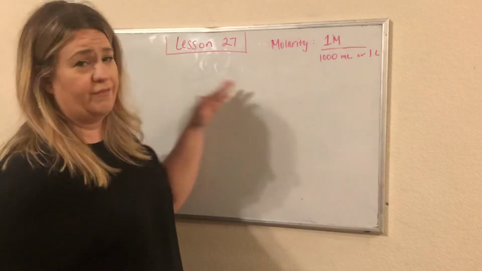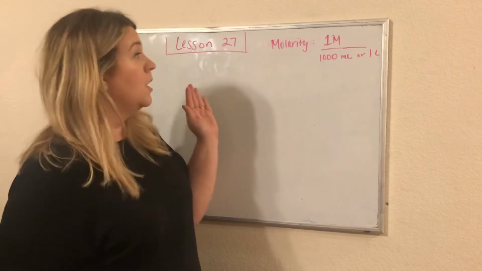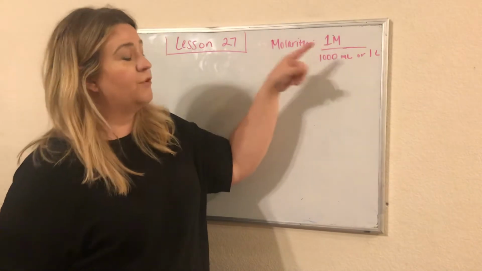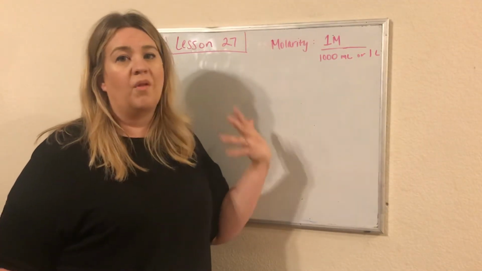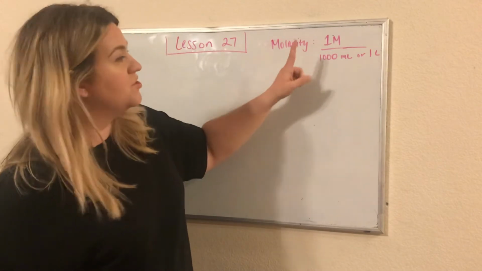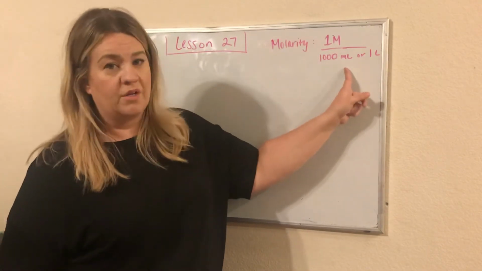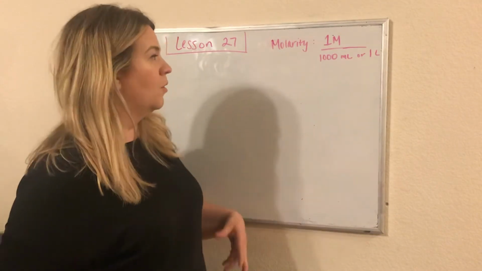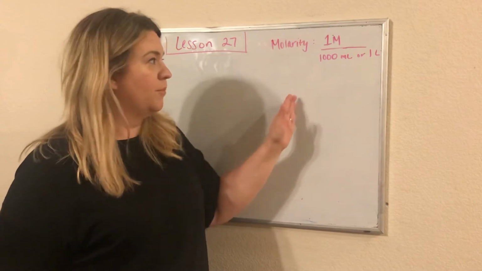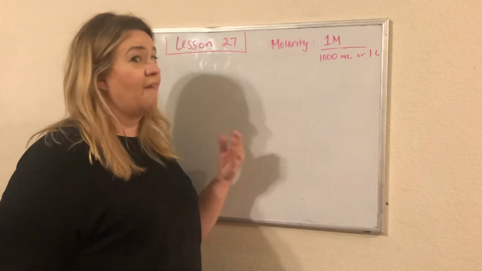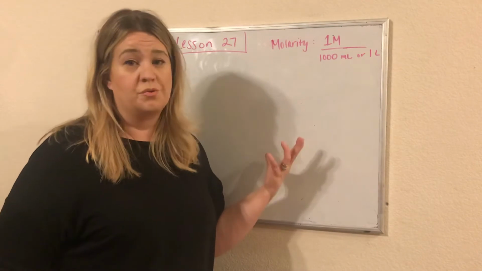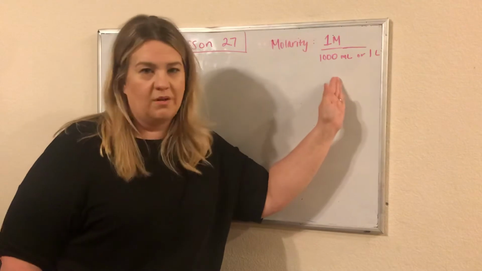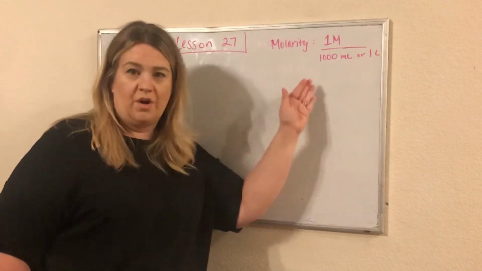So first, let's review. We're going to talk about molarity. Remember, when you're talking about molarity, you're dealing with a solution. If you have a solution with a molarity of 1, it means you've got 1 mole per 1,000 milliliters, or 1 whole liter. If you have a 2 molar solution, it'll be 2 moles per 1,000 milliliters. If you have a 0.5 molarity solution, it's going to be 0.5 moles per liter, or 1,000 milliliters, okay? So that is important to understand.